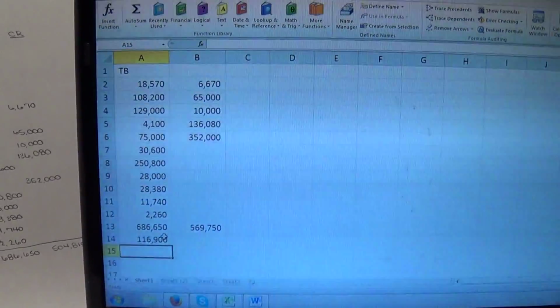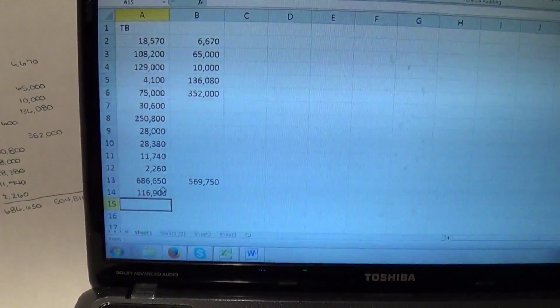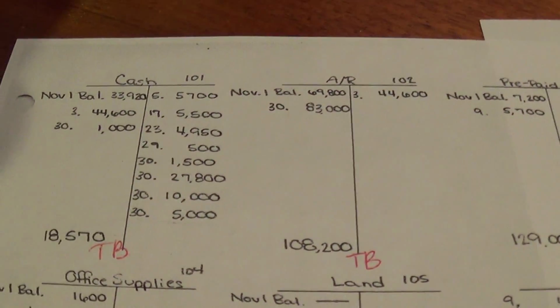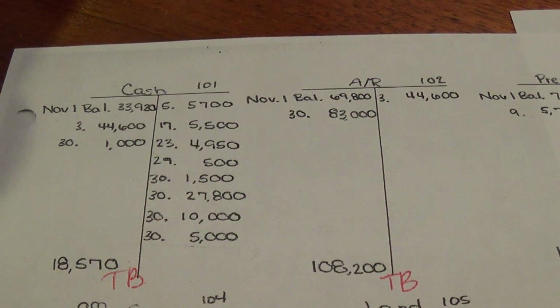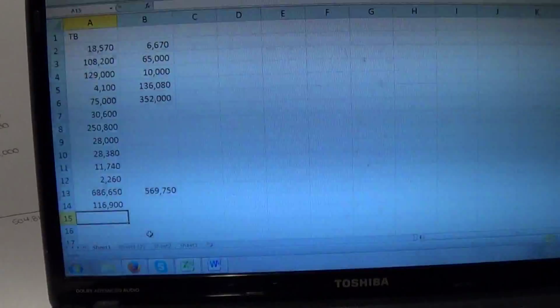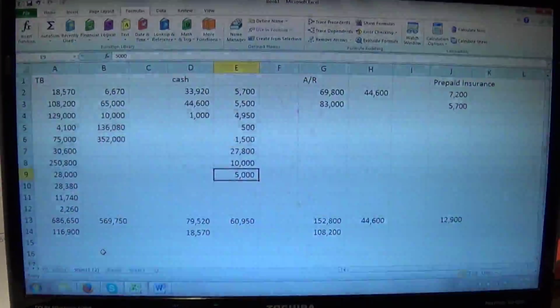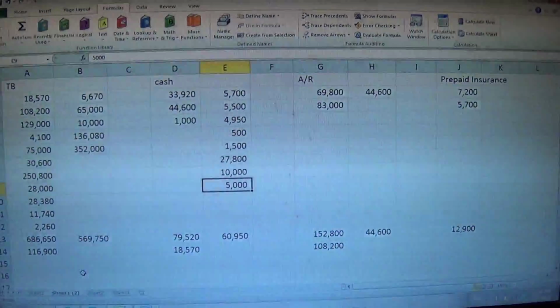Haven't found my error yet. What's next? I am going to foot, meaning sum, all the T-account ledgers to make sure that there's not a math error in there. So the first one is cash, and I simply already put it in the next Excel spreadsheet up here to make it easier for me.